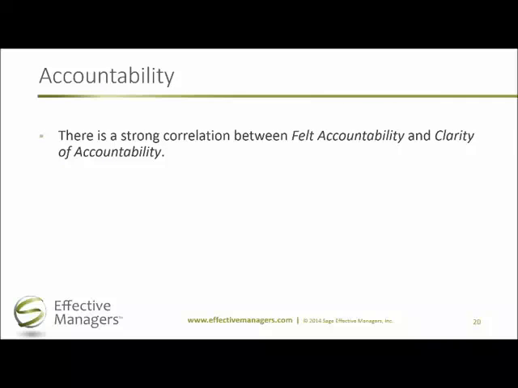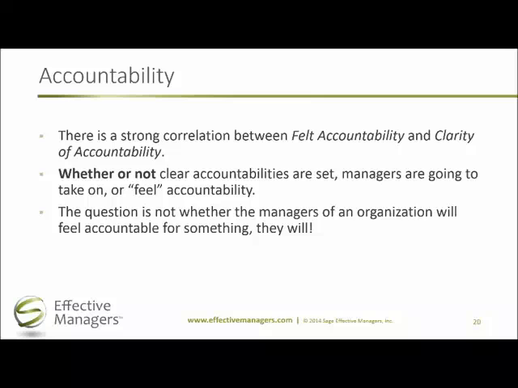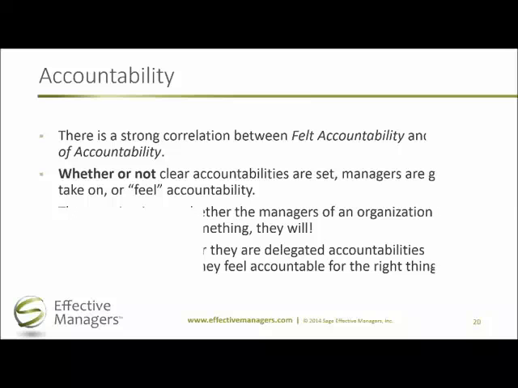There's a strong correlation between felt accountability and clarity of accountability. And the interesting thing is, whether or not clear accountabilities are set, managers are going to take on or feel accountability. The research is very clear in that respect. So the question isn't whether managers will feel accountable for something. We know they will. People do want to do well. The question is whether they will feel accountable for doing the right work. Will they be accountable for the right things?